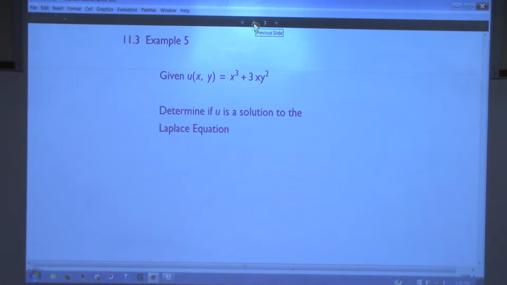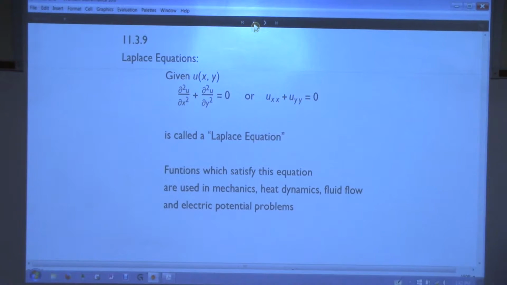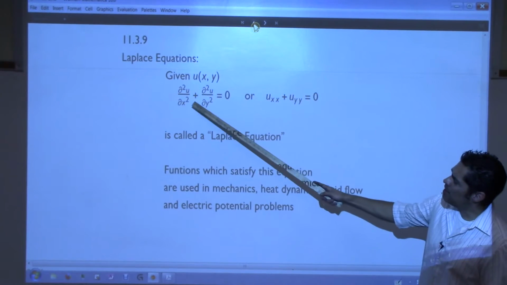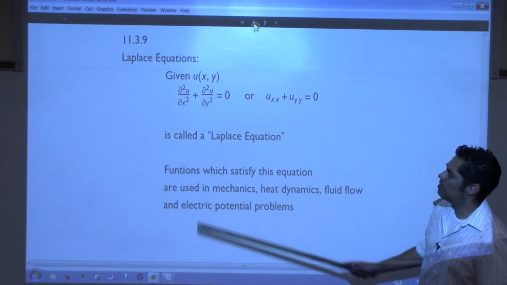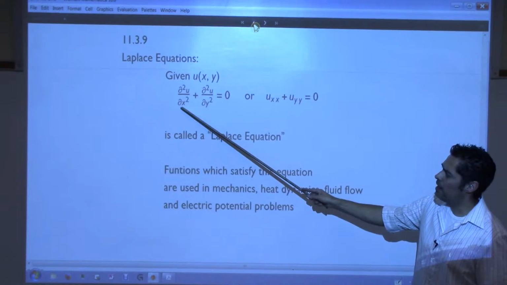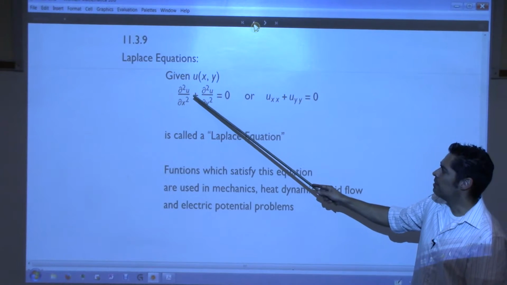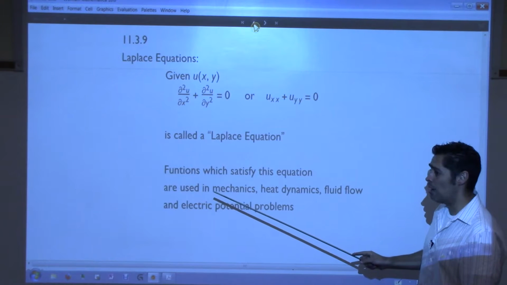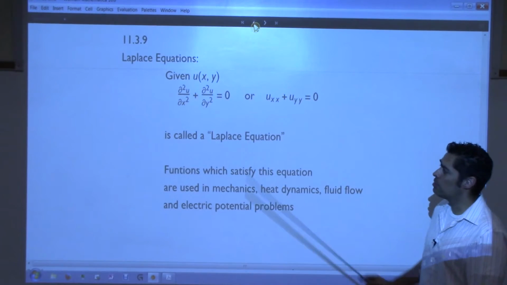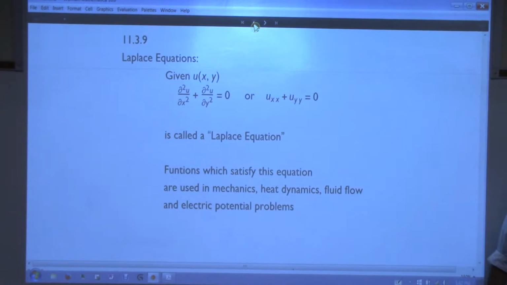Now, let's point out some things about this. Here's that different notation, isn't it? The offset 2's. This means you're going to take the partial derivative with respect to x twice. You're going to get that answer. You're going to add it to the partial derivative of the function with respect to y twice. If those add up to be 0, then the function you're looking at is a solution to the Laplace equation.